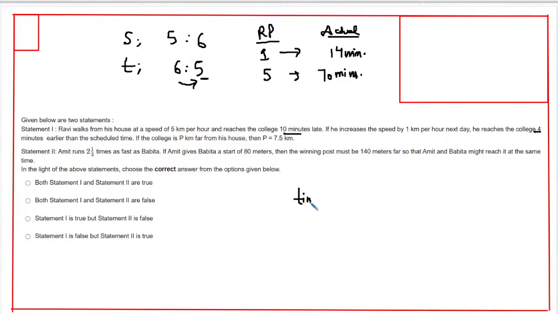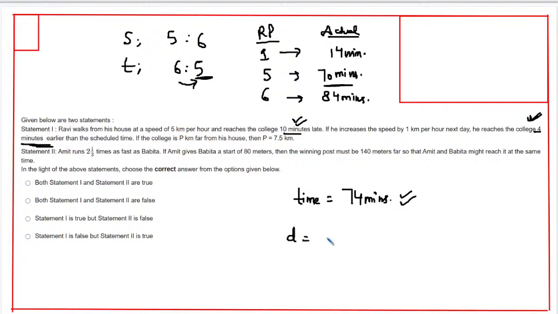What is the actual time in that case? Now he's getting late. Sorry, this 5 is corresponding to 70 minutes and this is corresponding to 4 minutes earlier. Means the actual time must be 74 minutes to cover that distance. You can do 6 also. 6 will correspond to 84 minutes. And because he's 10 minutes late, so he must arrive by 74 minutes. That is why everything is balanced now.